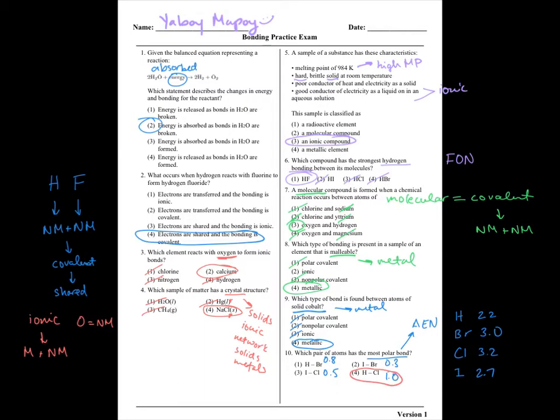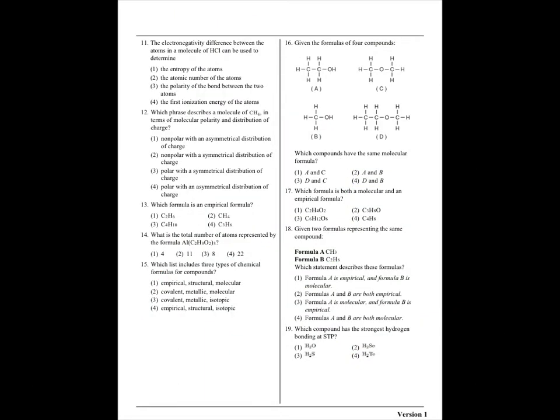Okay, following that, we have question 11, where it's asked the electronegativity difference. So delta EN, the difference between electronegativities between the atoms in a molecule of HCl, can be used to determine what? This is always used to determine bond polarity. So that is choice 3.